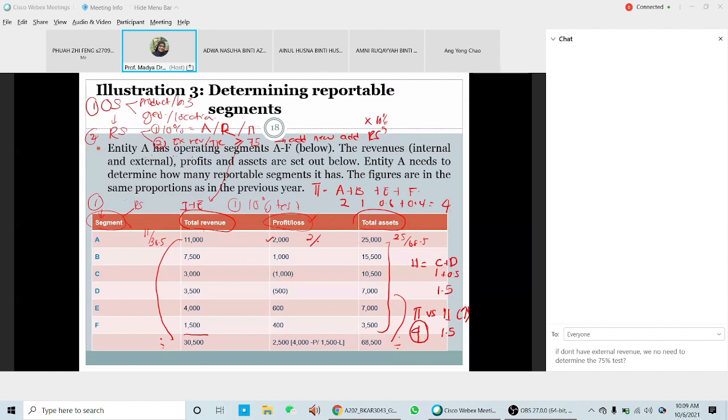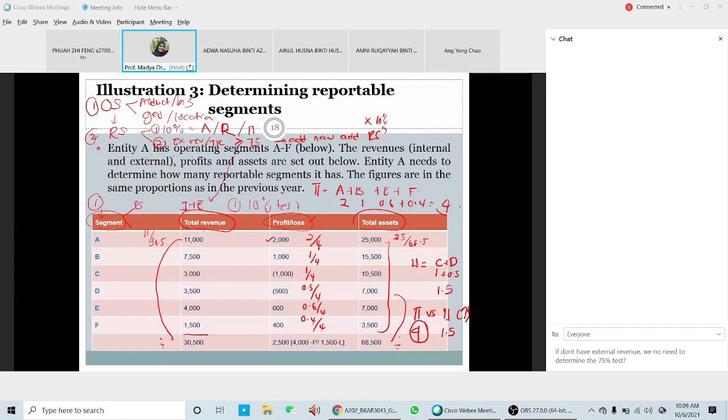So this one, 2 divided by 4, 1 divided by 4. This one also 1 divided by 4. 0.5 divided by 4, 0.6 divided by 4, and then 0.4 divided by 4. Before profits here, you have to be careful when we have a combination of profit and losses. You need to total up the segments that have a profit. In this case, the segments that have a profit are A, B, E and F. Altogether, the total profit here is 4.